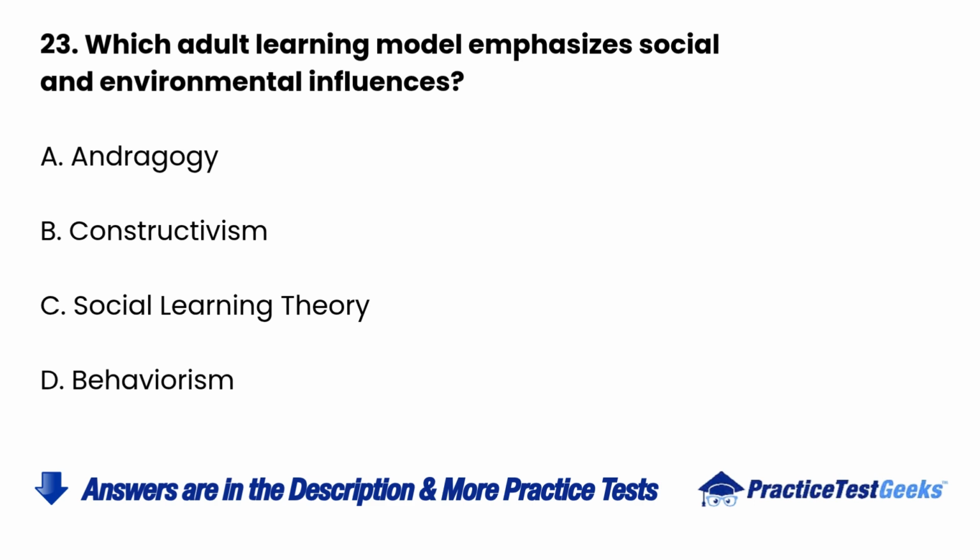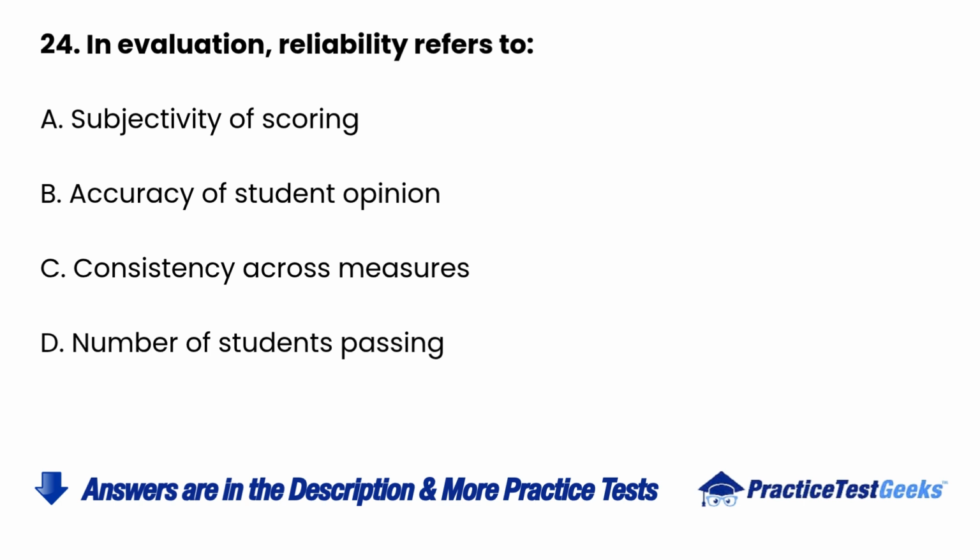23. Which adult learning model emphasizes social and environmental influences? A. Andragogy. B. Constructivism. C. Social learning theory. D. Behaviorism. 24. In evaluation, reliability refers to A. Subjectivity of scoring. B. Accuracy of student opinion. C. Consistency across measures. D. Number of students passing.